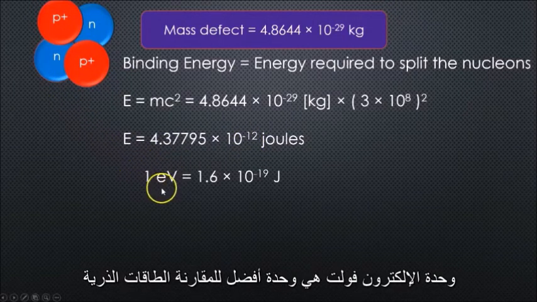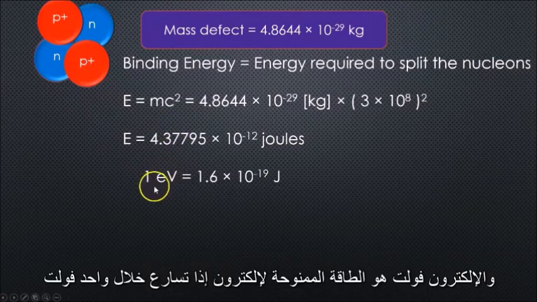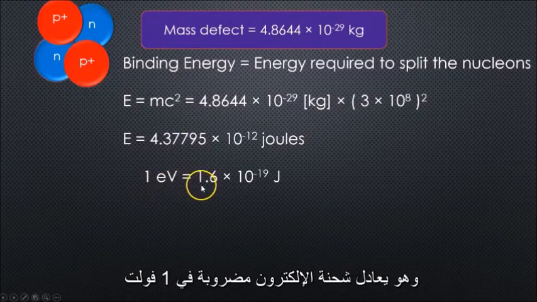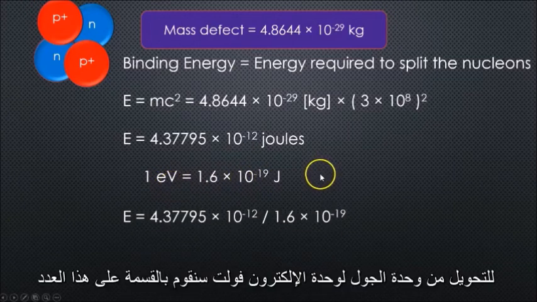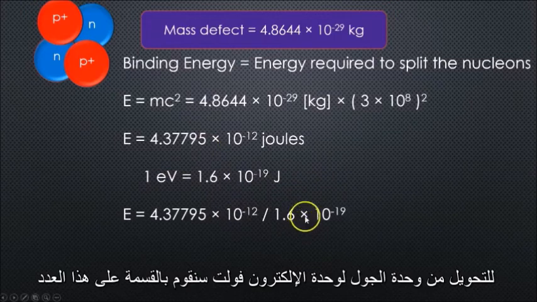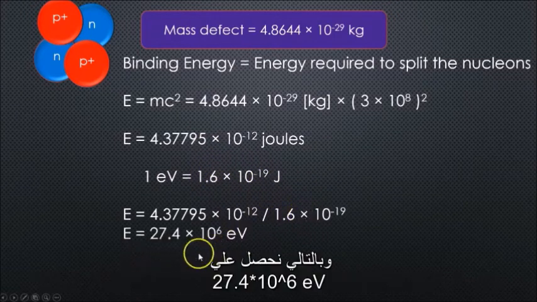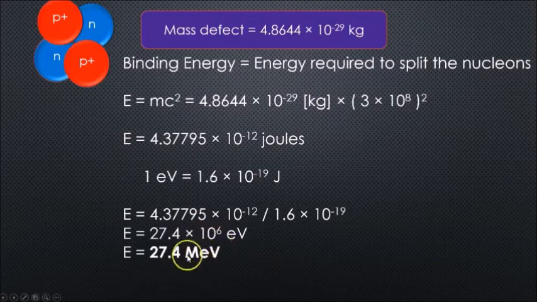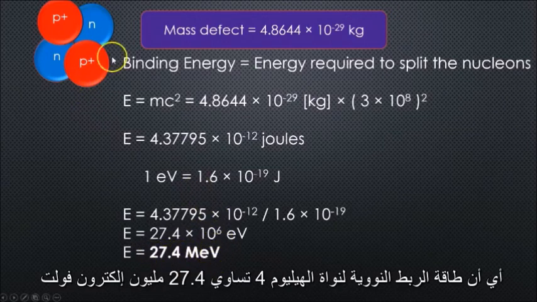The electron volt unit is a better unit for comparing atomic energies. An electron volt is the energy given to one electron if it's accelerated through 1 volt. And that can be shown to be equivalent to 1.6 times 10 to the minus 19 joules. That's the charge on the electron in coulombs multiplied by 1 volt. So to convert from joules into electron volts, we're going to divide by this number, and that leaves 27.4 times 10 to the 6 electron volts. 10 to the 6 can often be written as million or mega. So 27.4 MeV is the binding energy for a helium-4 nucleus.